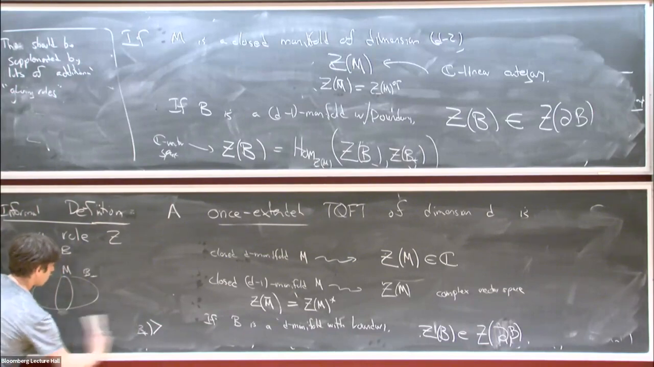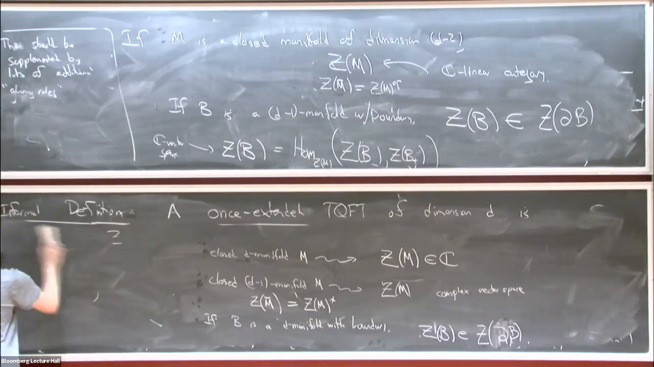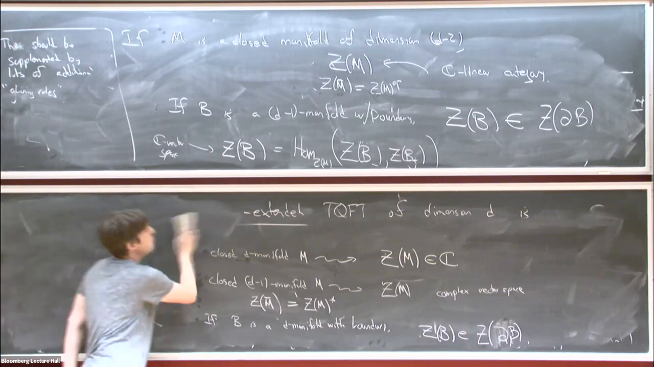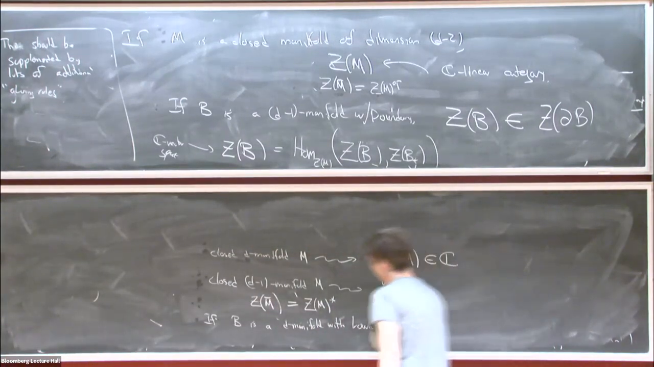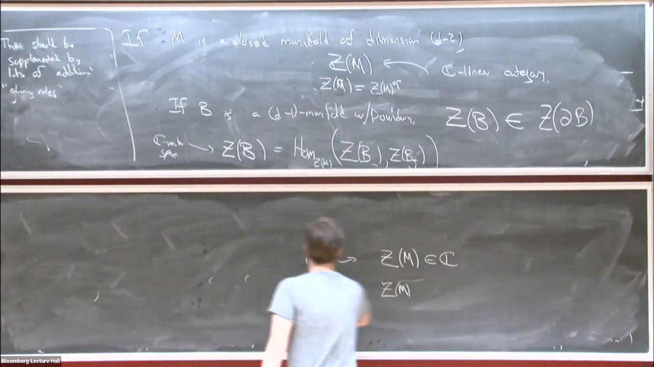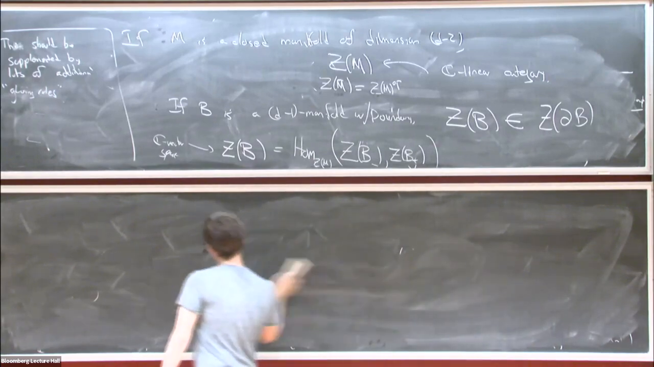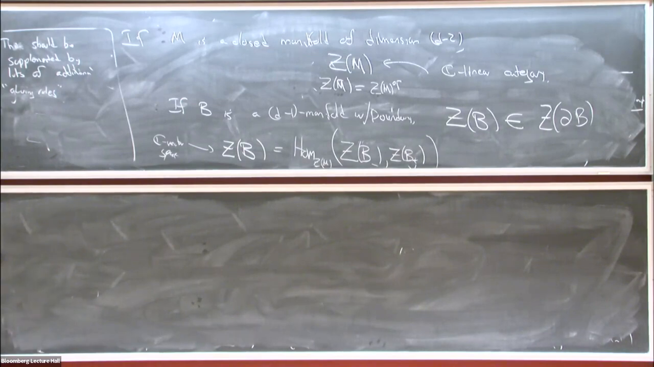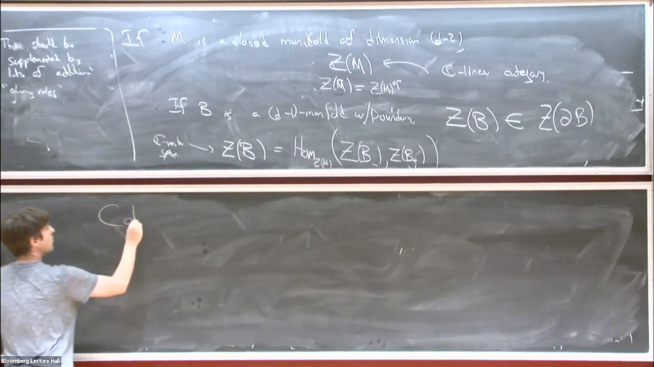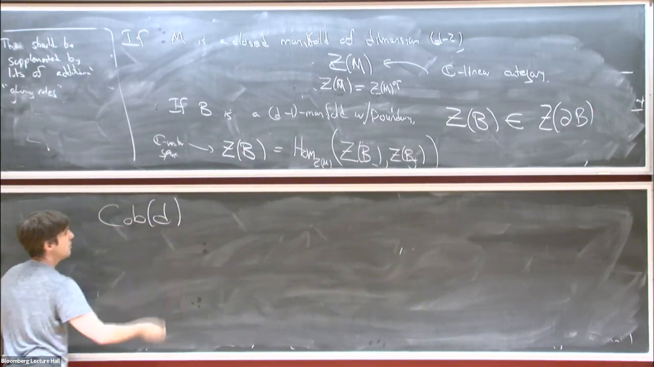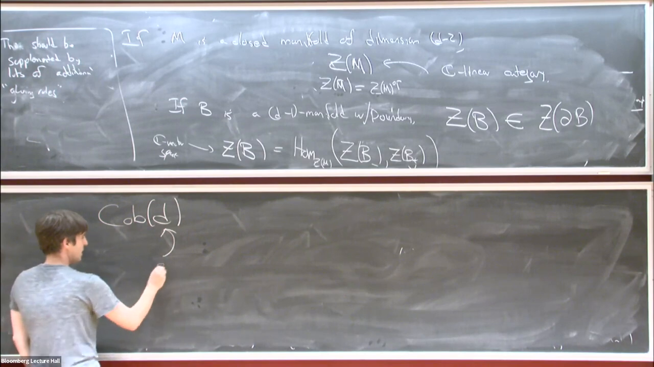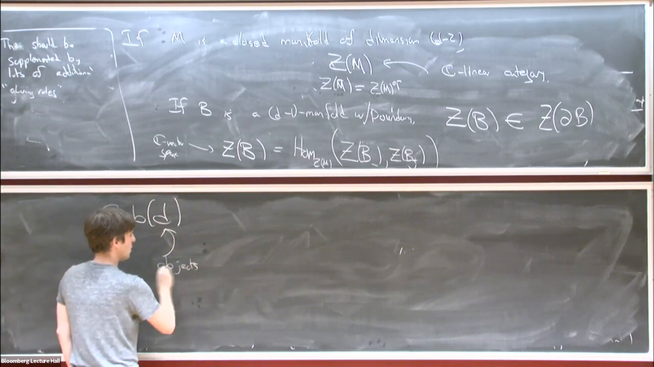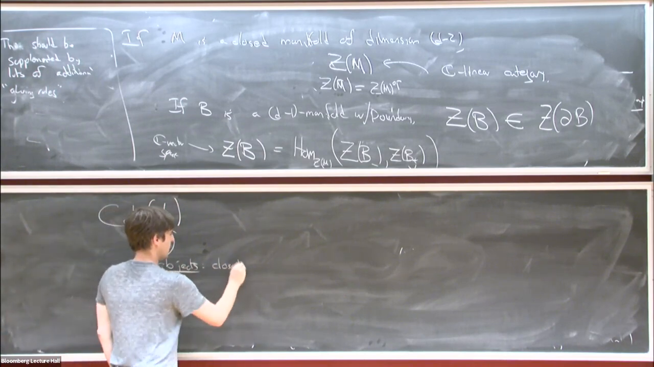So let me try to make this informal definition a little bit less informal. And let me go back a little bit. So remember, at the very beginning of this lecture, I introduced this category Cobb D. This had as its objects manifolds of dimension D minus 1.